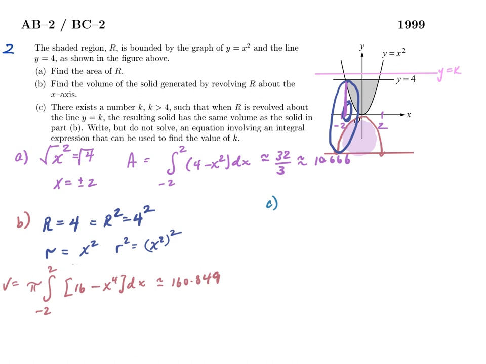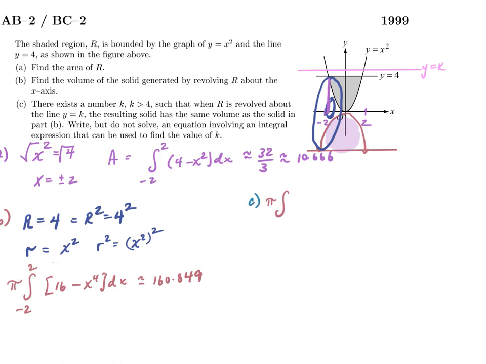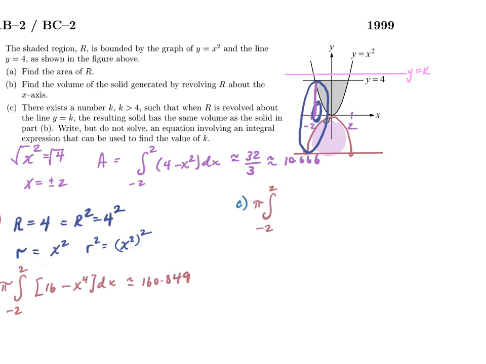But now we still have a washer. We had a washer before, but this is also going to be a washer. So what we're looking at now is pi, integral from negative 2 to 2, and we're going to have this be equal to 160.849. So again, we're just doing another washer problem, but we're revolving around the line y equals k, so we don't have to solve for k. We're just setting up an equation so that we could solve for k. Really I'm just going to do washer and set it equal to the 160.